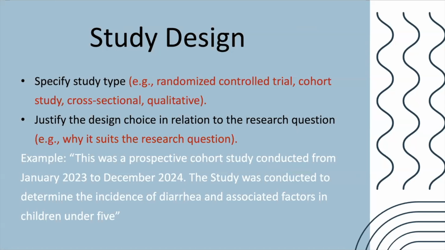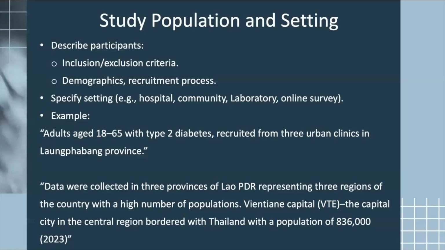Next up, we have study population and setting. Here, you'll want to clearly describe your participants. What are the criteria for including or excluding them? And don't forget to share where you're conducting this study. For instance, if you're gathering data from adults with type 2 diabetes across clinics in Luang Prabang, that gives a nice geographic context.